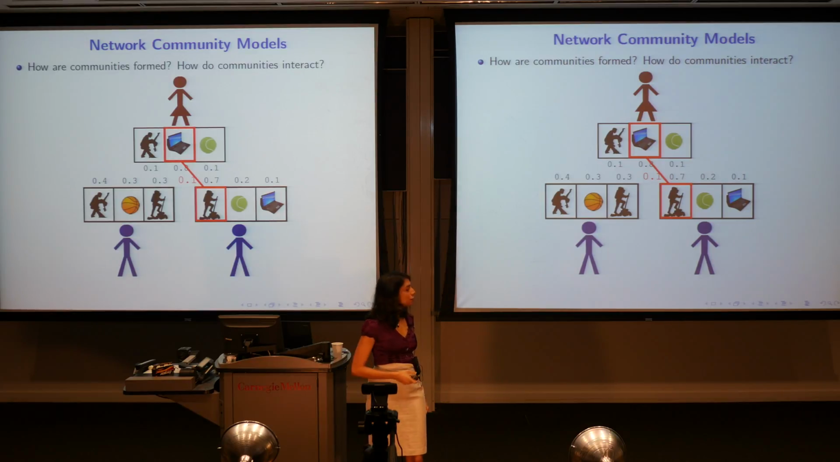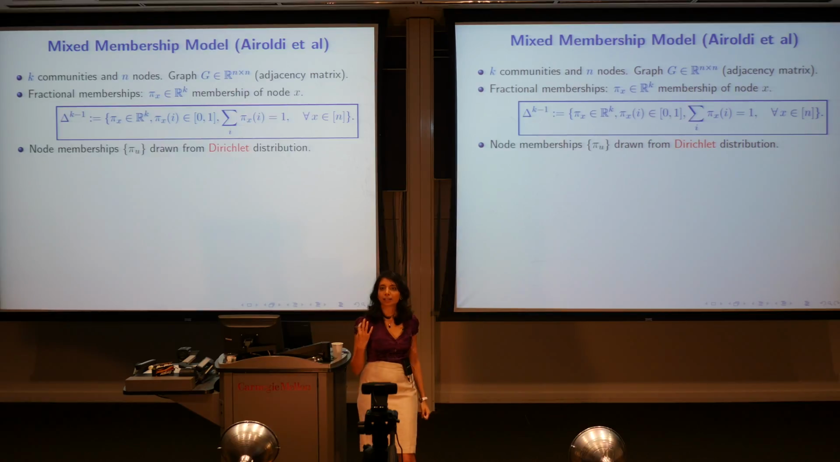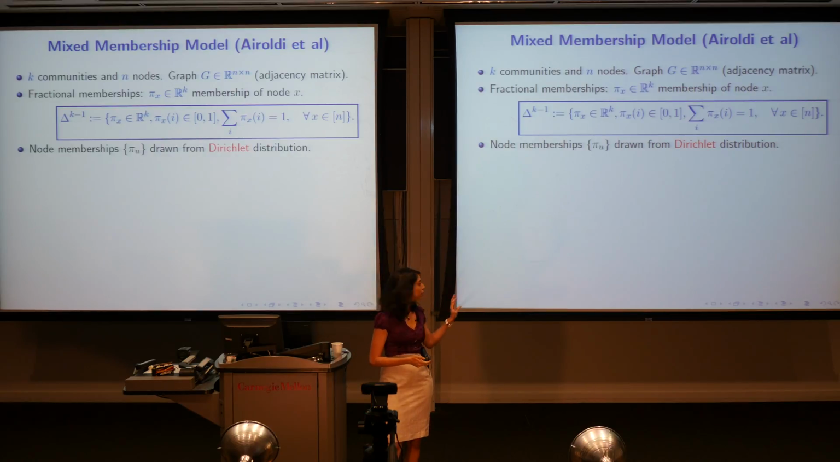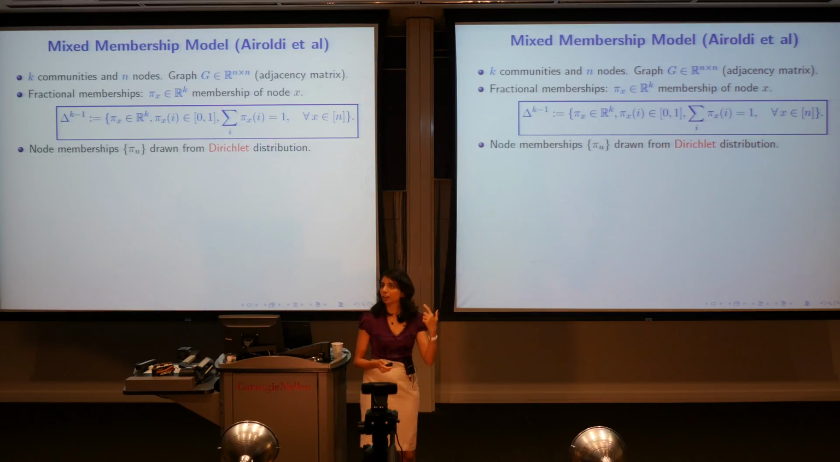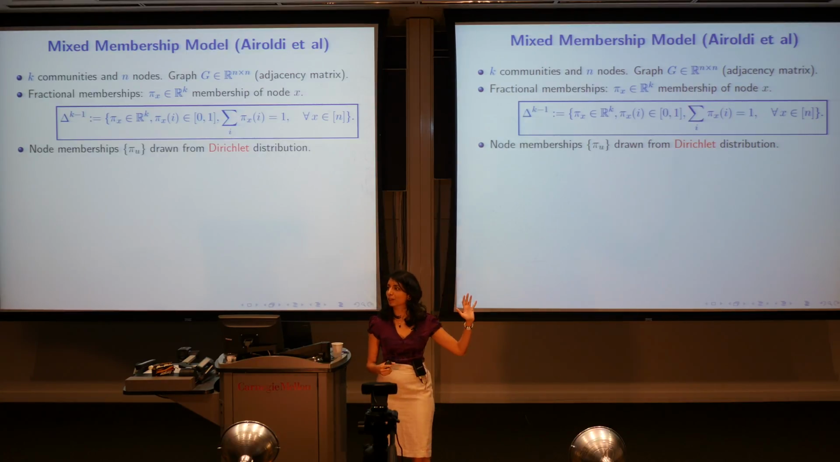So this is the intuition of how the model is generated. Let's now see the details. And this is not our model. This was a model that was proposed by Airoldi et al. It's been since extended to a number of settings. It's been widely employed. So I'm going to again fix the notation, K is the number of communities.